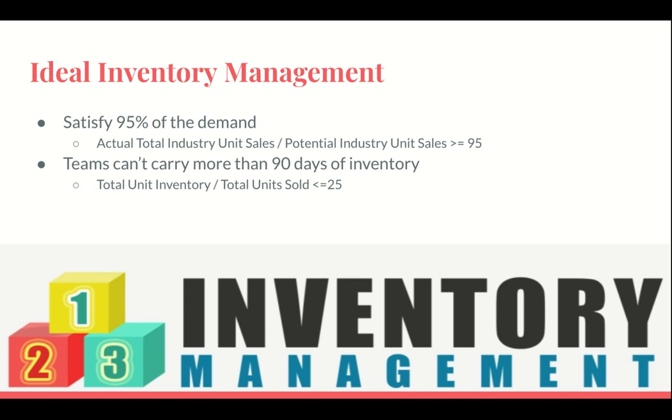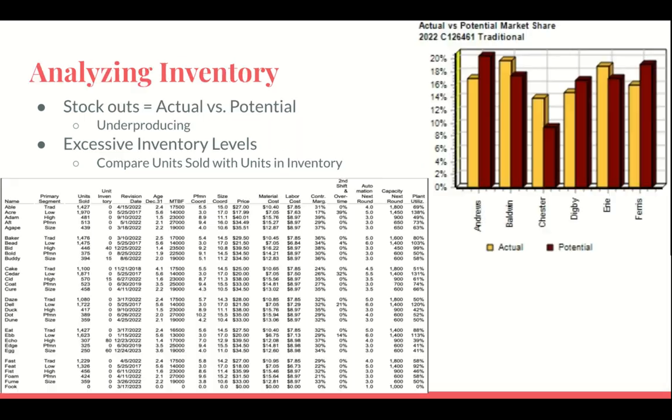Second, your team should not be carrying more than 90 days of inventory, which can be found by dividing total unit inventory by total units sold and ensuring that it is below 25%. Now let's talk about how you should be analyzing inventory to make sure you're in a good position.